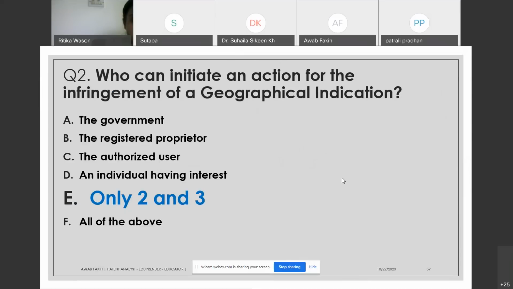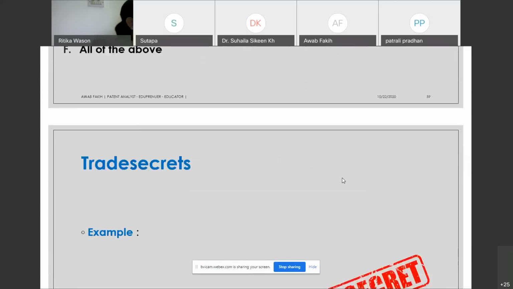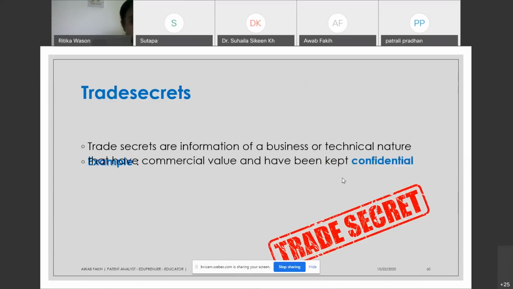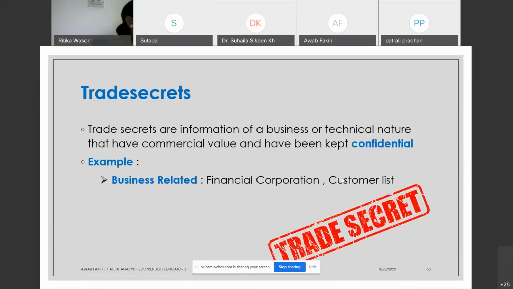Yes. The registered proprietor and the authorized user, they can take the action against it, not the government initially. So with this, we'll be going for the trade secrets. Very, very simple, very, very interesting.